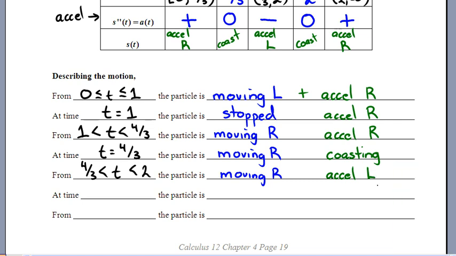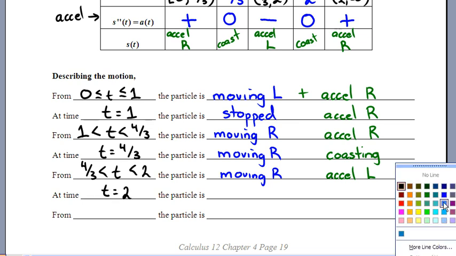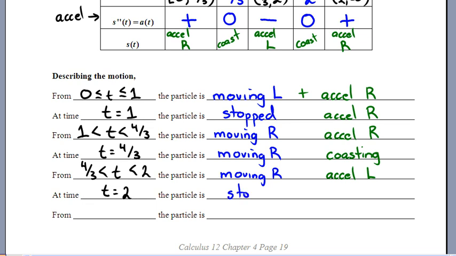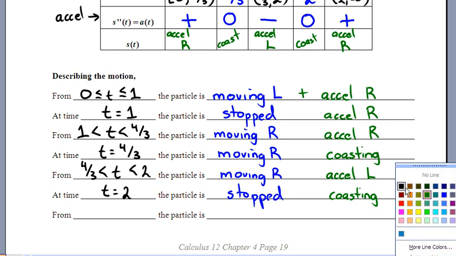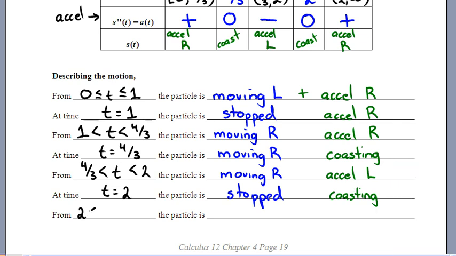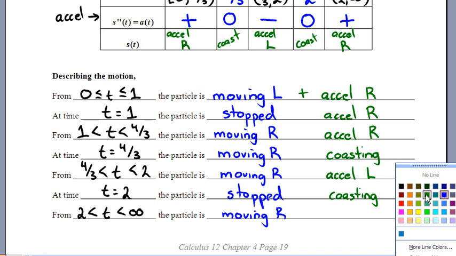And that happens up until time t equals 2. And at that moment, we are stopped. And coasting. The rockets go off. Then, for all of the rest of time, from 2 is less than t, is less than infinity, we're going to do one thing. We're going to be moving right and accelerating right.